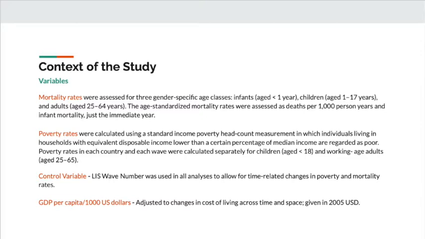The control variables were the LIS wave number, used in all analyses to allow for time-related changes in poverty and mortality rates, and the GDP per capita, adjusted to changes in cost of living across time and space.